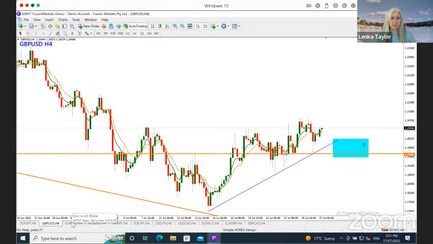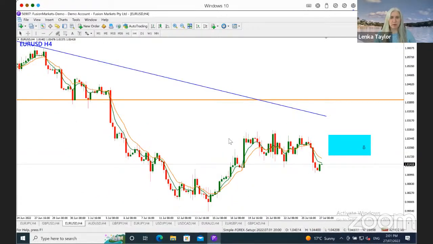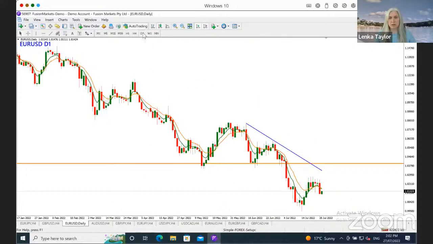The next currency pair I'm looking at is EURUSD. And on the 4-hourly time frame, I'm looking for short opportunities. So we have been in the downtrend on this pair for quite some time. We've had a bit of a pullback, not quite deep enough to go back to the previous level of support, but that may be okay.